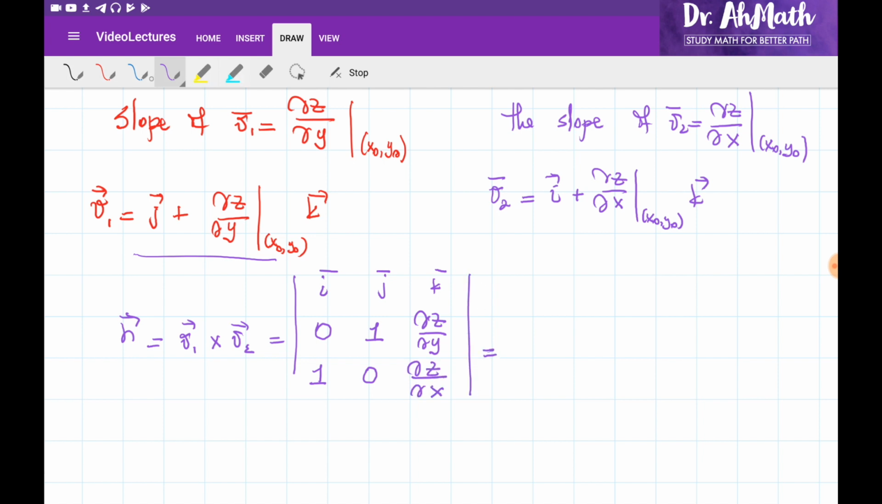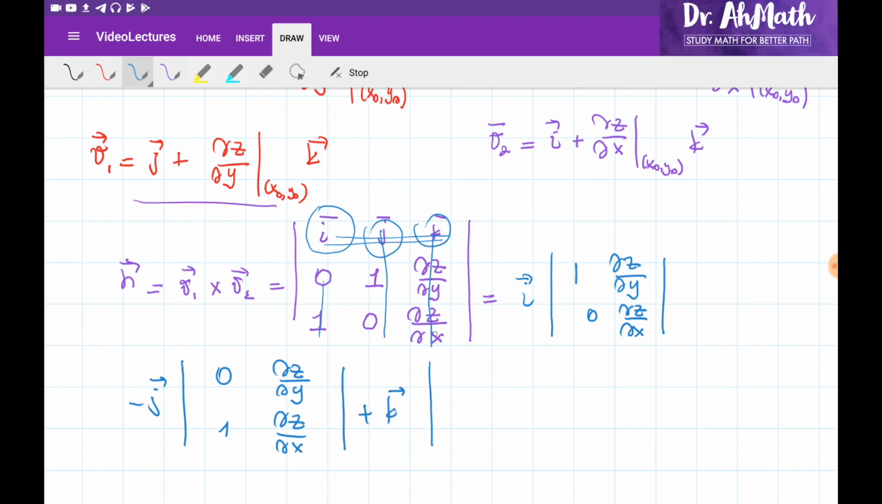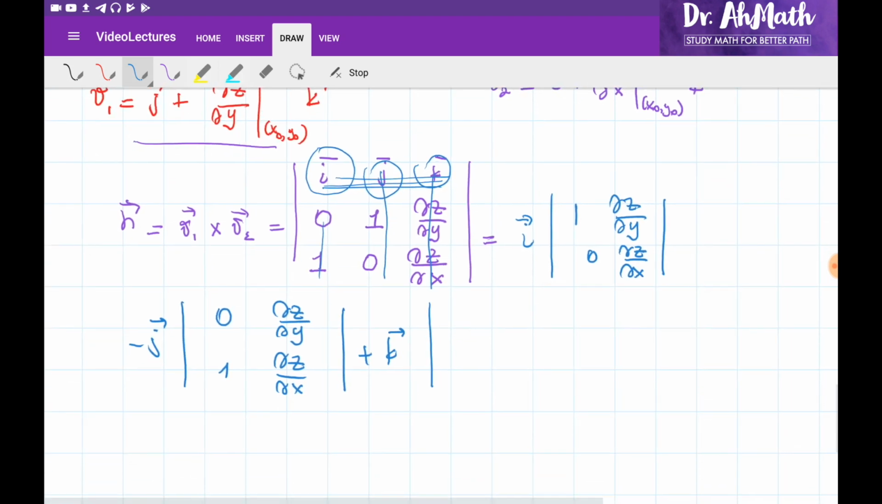So now we need to find the determinant of this matrix. In order to do this, I would like to cross out the i and write down the determinant which is left. It is 1, dz/dy, 0, dz/dx, minus j multiplied by the matrix which is left by crossing out the column and the row where the j is located, which is going to be 0, 1, 1, dz/dx, plus the k multiplied by the determinant of the matrix obtained by crossing out the row and column where the k is located, which is going to be 0, 1, 1, 0.